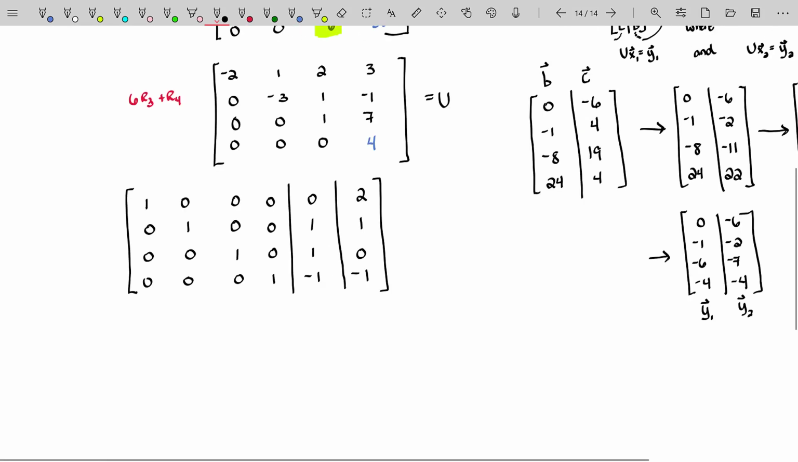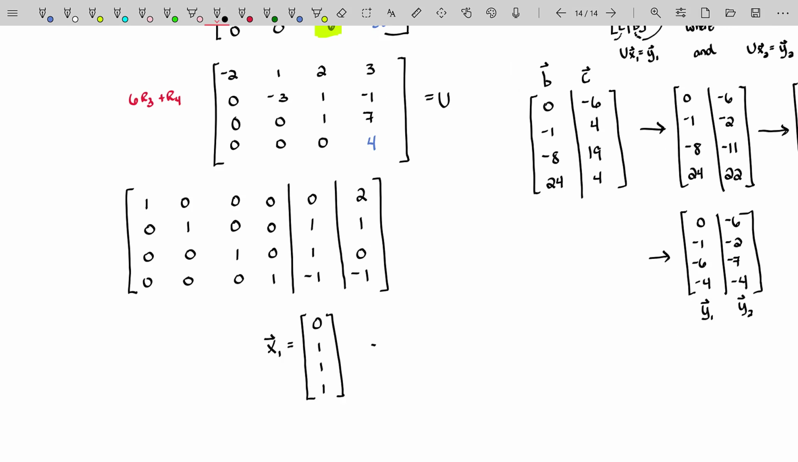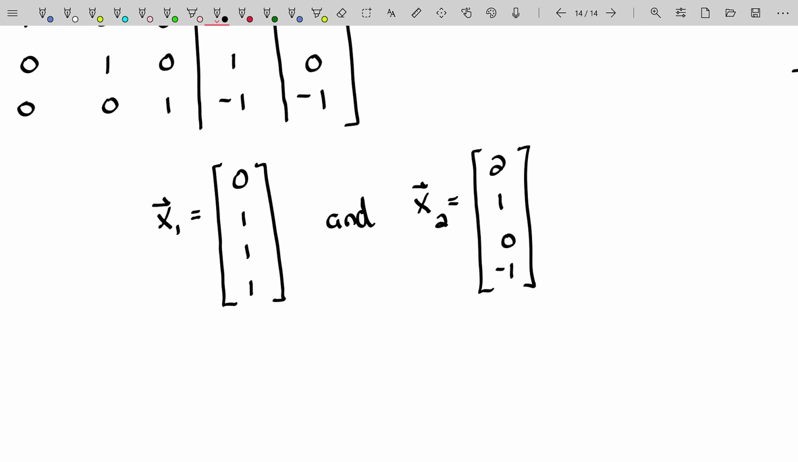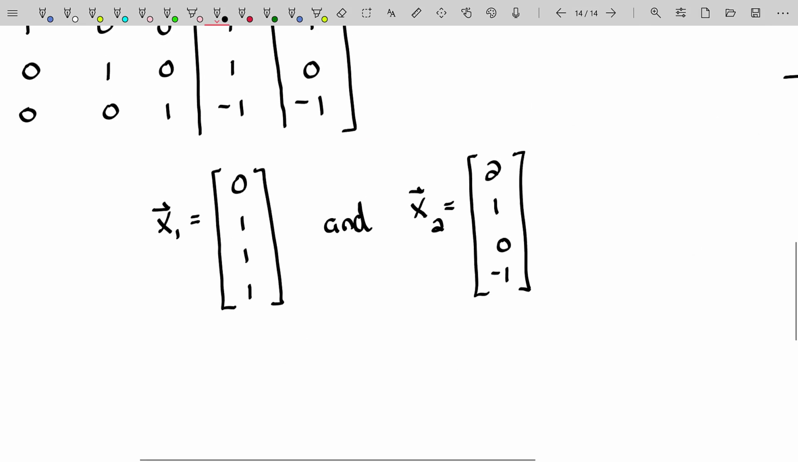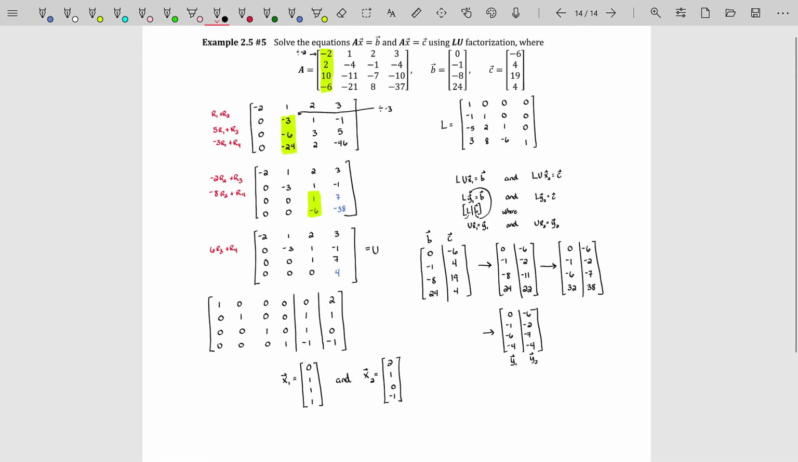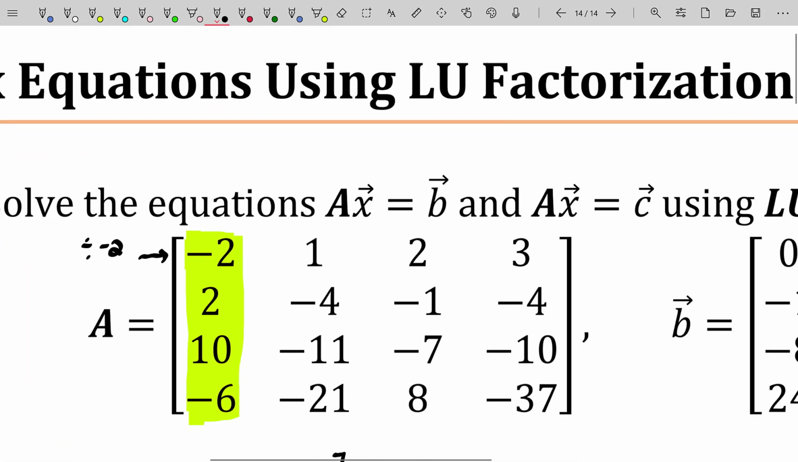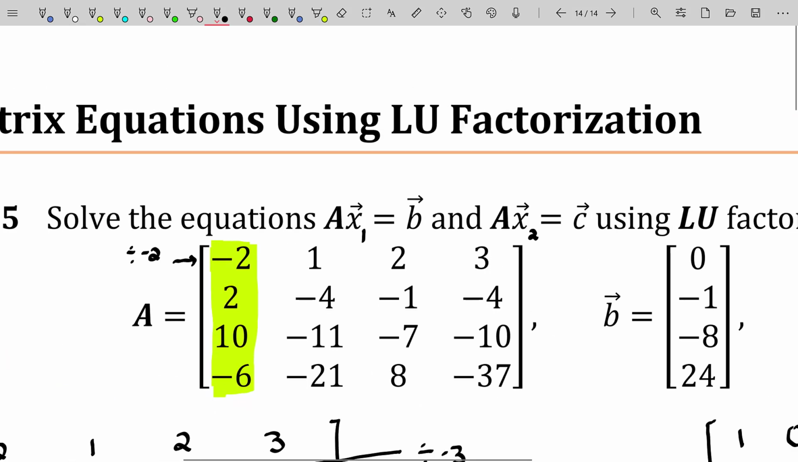And you can see that our solutions, x1 and x2, are (0, 1, 1, 1) and (2, 1, 0, -1) respectively. Those are the solutions to Ax = b. It's technically Ax1 = b, and Ax2 = c.